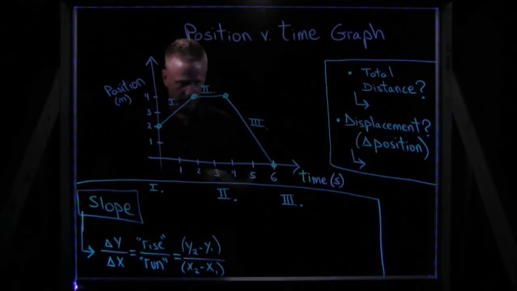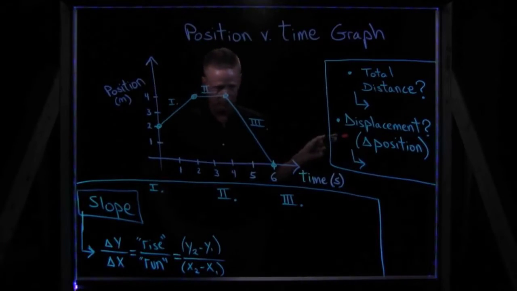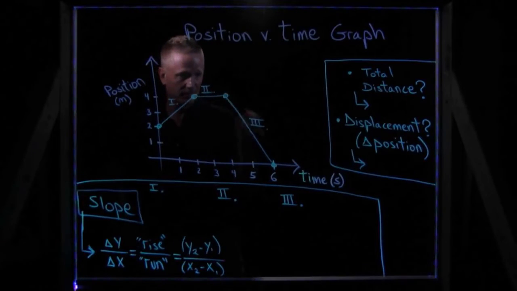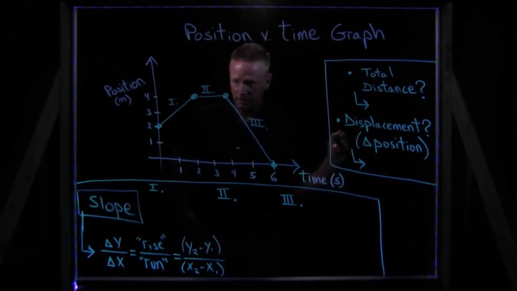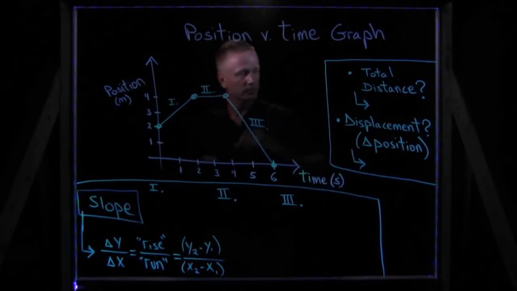And looking at this graph, you can answer questions about your average velocity in each of these 3 segments, your total distance traveled, and your total displacement, or change in position. And we're going to walk through that. So the first thing I want to start with is total distance.